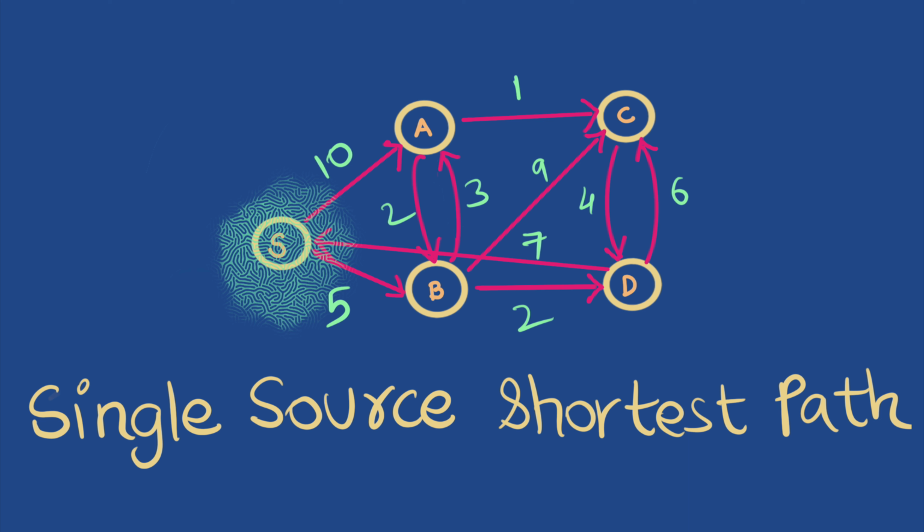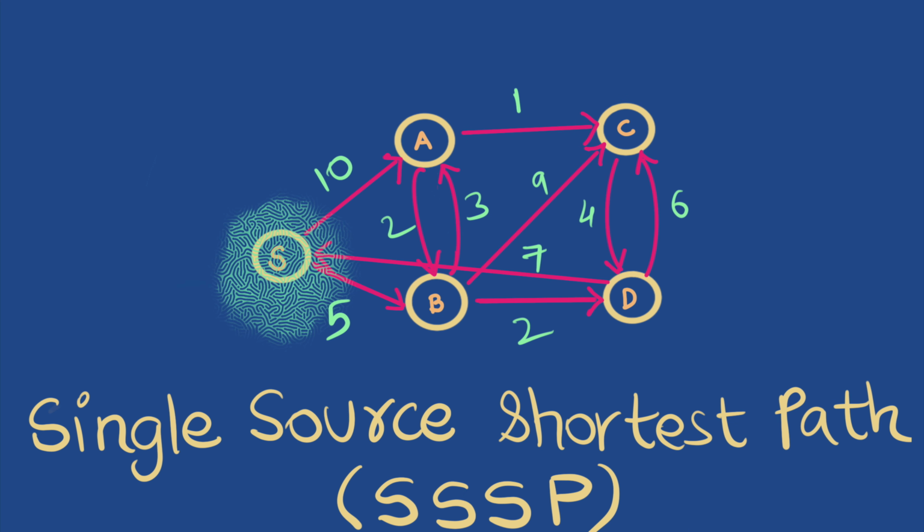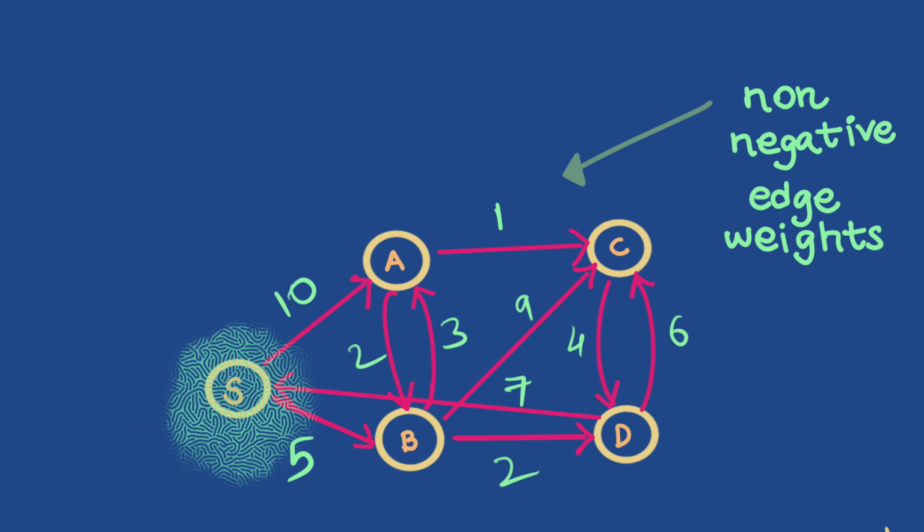The problem that Dijkstra's algorithm solves is called the single source shortest path problem, abbreviated as SSSP. That is, there is a single source and we find the shortest distance from that source to the rest of the nodes in the graph. Another thing to keep in mind is that the weights of the graph have to be non-negative for Dijkstra's to work.